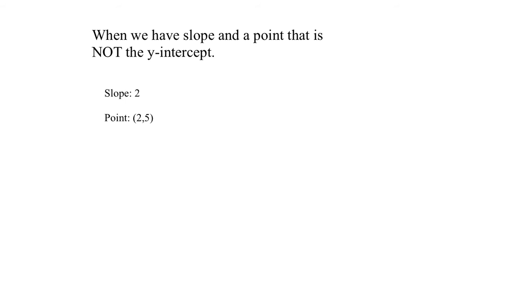So this should sound redundant. We use the point slope form when we have slope and a point that is not the y-intercept. So here's our slope. I'm going to write that equals m. And this is our point. And what I like to do is I label the points x1, y1, so before I try to plug it in the formula, I don't get confused.